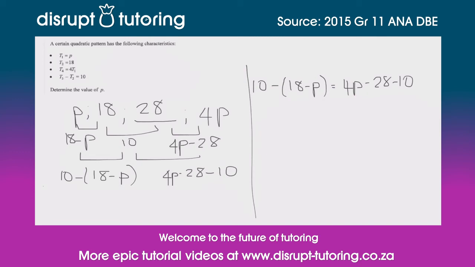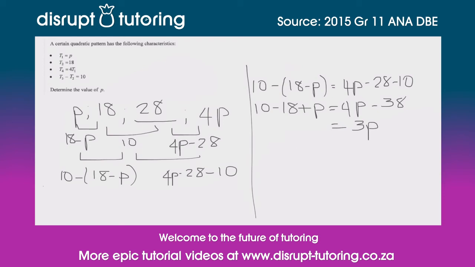Now you're going to see why those brackets are so important, because we need to do a bit of distributive law. So we need to have a negative 18 plus p. If you forget to put that in, it's going to fundamentally change the answer. Then 4p, and I'm going to simplify this part here. Minus 28 minus 10, that's going to give us minus 38. Now we proceed as normal. We're going to solve for p. So we need to get that p by itself. We're going to move the p on the left-hand side across the equal sign to the right-hand side. So that's going to be 4p minus p, and that's going to give us 3p.